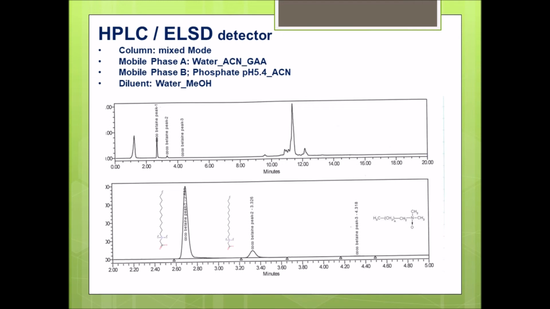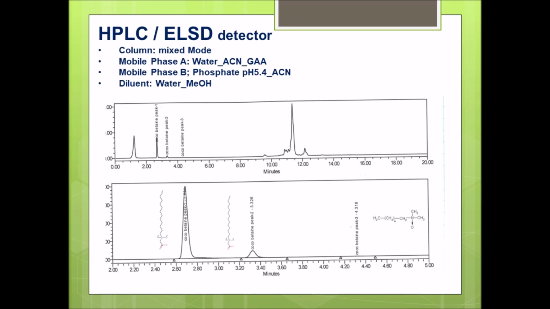So there are three peaks that are Cocobetaine related. One of them is around 2.7 minutes, which is C12 Cocobetaine. There is a smaller one around 3.3 minutes, which is C14 Cocobetaine, and there is a smaller peak around 4.3 that could be the residual molecule that they are talking about.